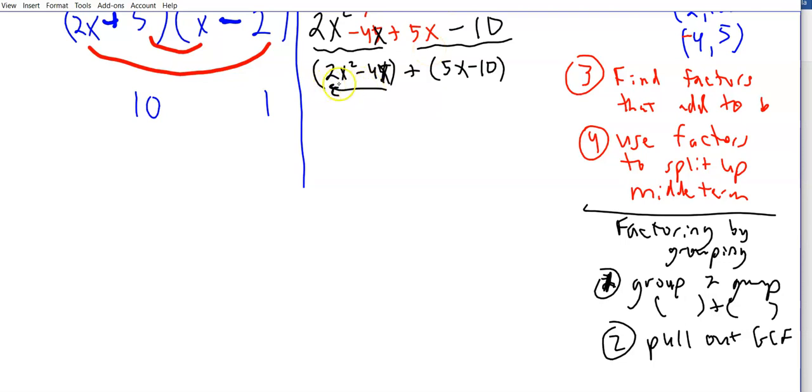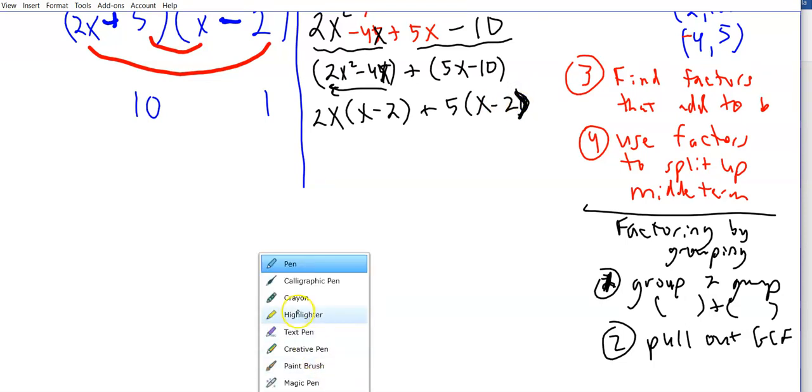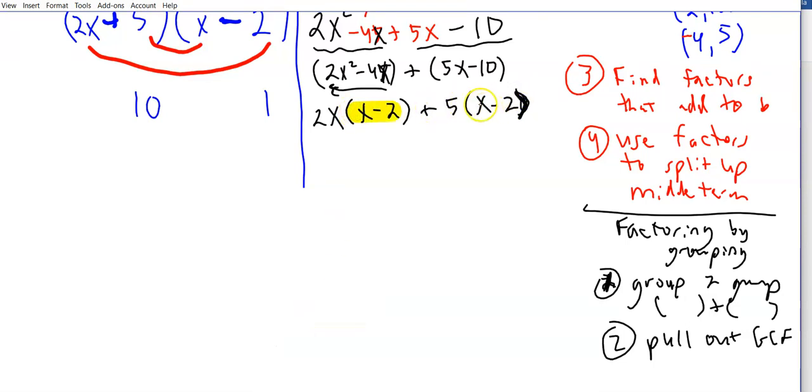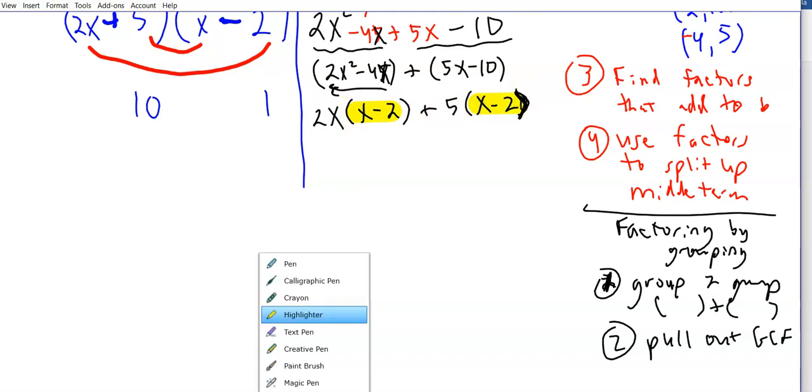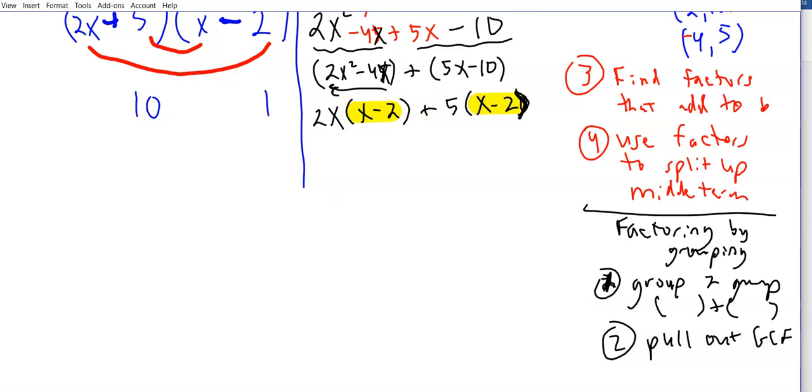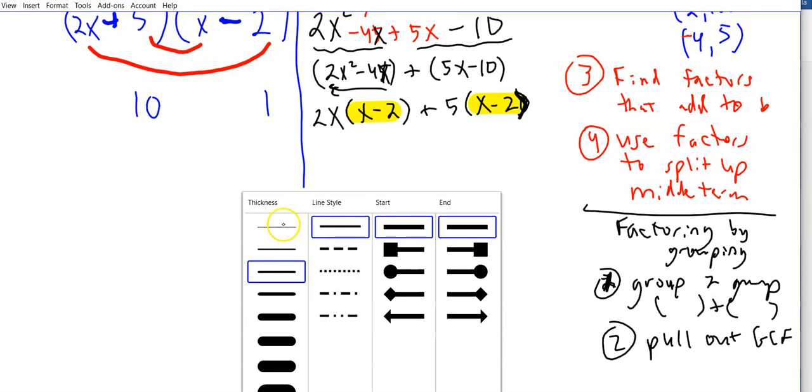Okay, so 2x squared minus 4x. The GCF would be 2x times x minus 2 plus, pull out the GCF of that one, that would be 5 times x minus 2. Now the thing that you might notice, which is kind of cool, is this parentheses matches this parentheses exactly. That's how you know you've been successful at factoring by grouping.